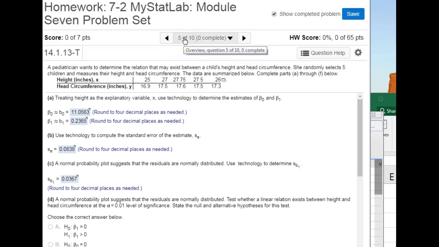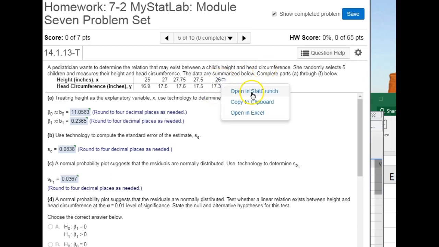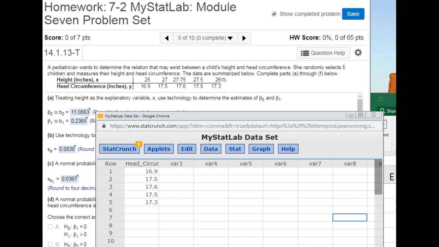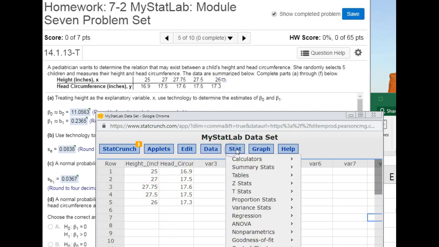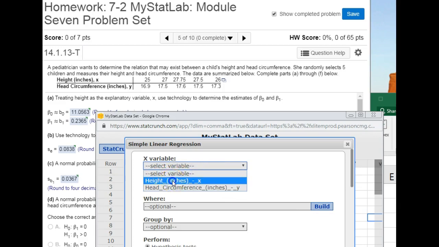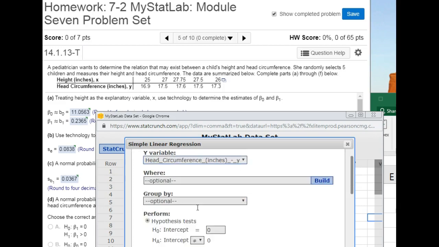For number 5, we're looking at the relationship between a child's height and their head circumference. So you'll want to open the data in StatCrunch, and then go to Stat, Regression, Simple Linear, and our X variable is the height, and we're seeing if that can be used to determine what a child's head circumference will be.